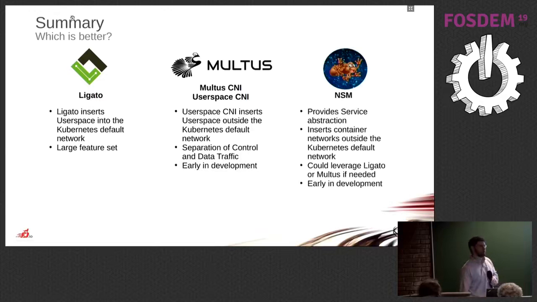And network service mesh is a service abstraction. It's data plane independent, and also inserts container networks outside the Kubernetes default network. It could leverage Multus, maybe Legato going forward. Just have to wait and see if it's possible or needed. It is also early in development. I think they're trying to get up to 1.0. I think they still have some work on integrating with the data plane, as to where that stands.